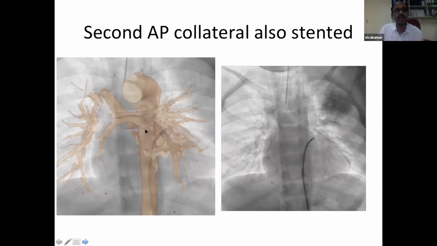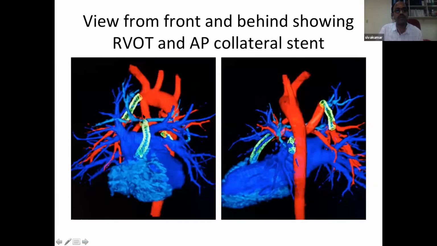So then you do a reconstruction. This is the RV to PA, the RVOT stent. This is the MAPCA stent. This is that other descending thoracic aortic stent. So all the three from a backward view and a frontal view.